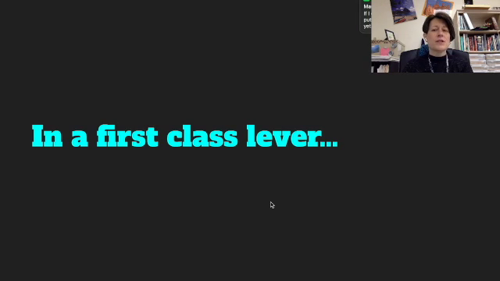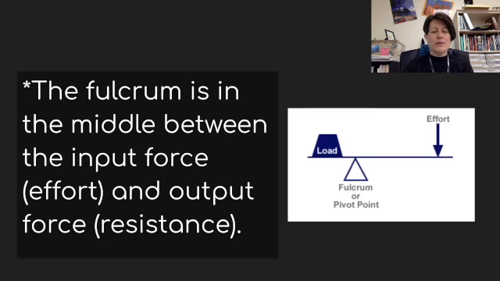Now, there are three different classes of levers. The first class we talk about is a first class lever. In this type of lever, the fulcrum is in the middle, between the input force, the effort, and the output force or the resistance. Here, that output force, the resistance, is also called the load, so it can have many different names. So go ahead and copy this diagram into your notes in the space that is provided.